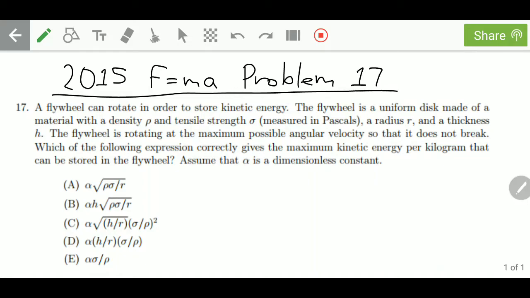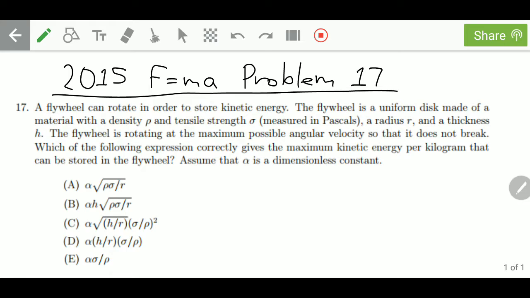Hello. In this video, I'm going to explain problem 17 from the 2015 F equals MA contest. In this problem, we're told that a flywheel can rotate in order to store kinetic energy. We're given a bunch of parameters of the flywheel, and we are told to find which expression among the options correctly gives the maximum kinetic energy per kilogram that can be stored in the flywheel.